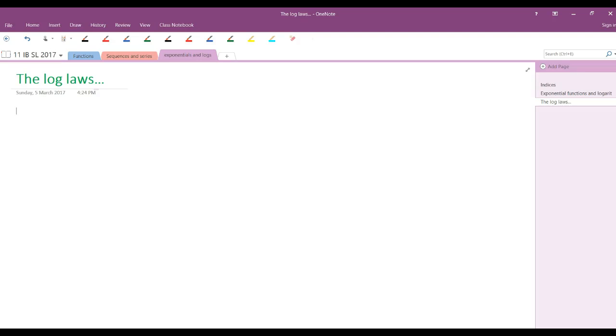Okay, this screencast is about the log laws, and there are a few of them. Pretty straightforward, and they really help with calculations and things like that. So let's get straight into it.